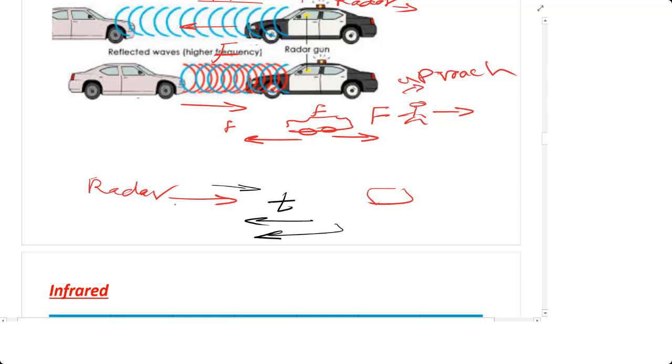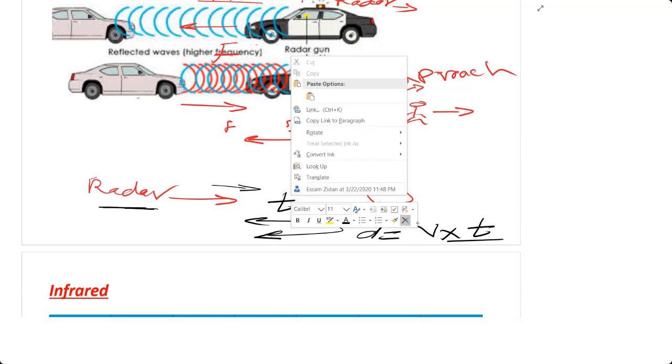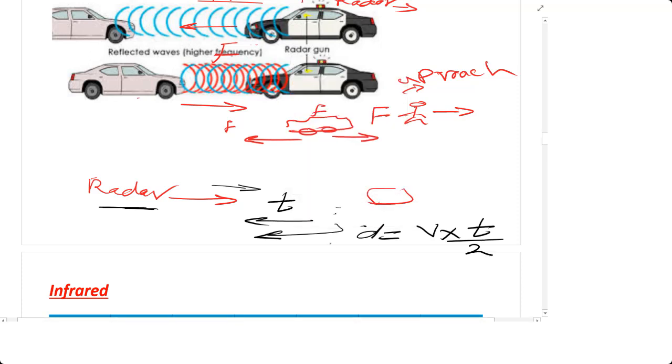So from this time, we can calculate the distance if I already know the speed, and the speed of all of these waves is the same, and we know it. We know that distance equals velocity times time. If I take the total time to go and come back, I need the half time, so it will be divided by 2. So this is how we determine the distance between the object and the radar. By this way, we can use the microwave to determine the speed of the car by using the Doppler effect, or by using distance equals velocity times time if we need to know the distance.